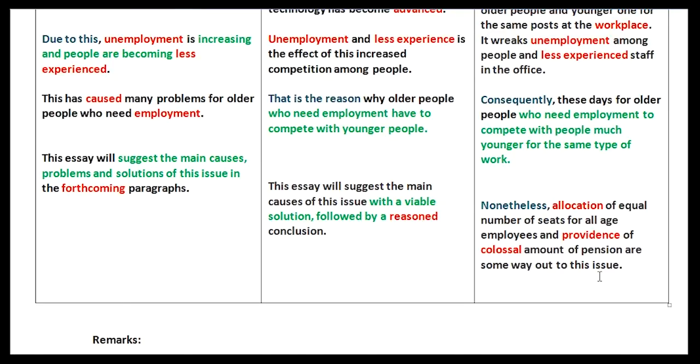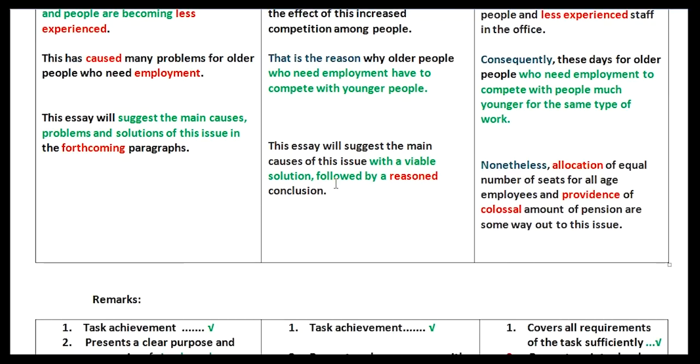And for 8 band, I will not write my line as I wrote for 6 and 7 band. I will use some other kind of ideas, other vocabulary to fit 8 band. Now see what it is. Nonetheless, allocation of equal number of seats for all age employers and providence of colossal amount of pension are some way out to this issue. I have explained the reasons, I have explained the solution here which is required for the solution of this competition between older and younger people.